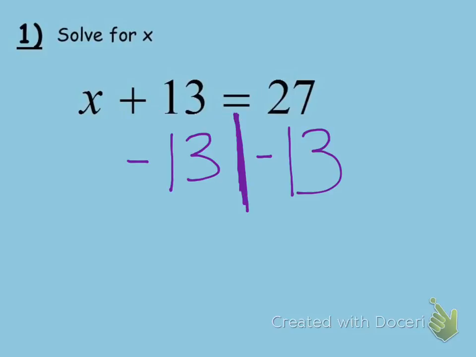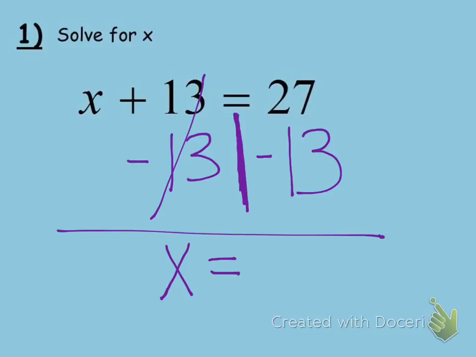Now, what is 13 minus 13? That's 0, right? 0 when you're adding and subtracting just goes away. You don't have to write plus or minus 0. So on the left side, what do I have? x. I have x on the left side. I believe you're thinking of the right side. On the right side, I have 27 minus 13, which is 14.